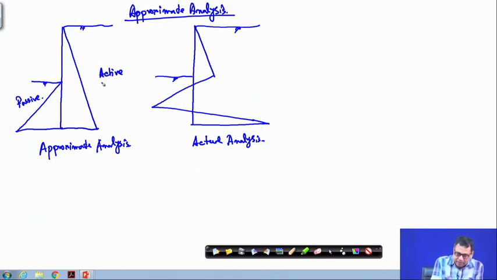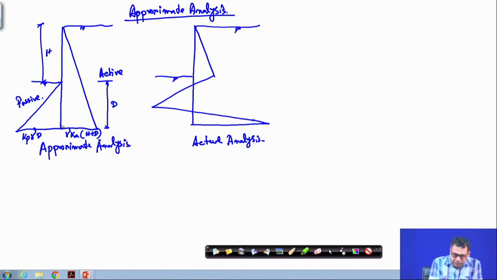But in this approximate analysis, if this is h and the total d is the depth of sheet pile, instead of the separate active and passive parts, it is considered that this total side is active and this total side is passive. Remember that this is an approximate analysis. For this part, it is passive, so it is K p gamma d, and this side is gamma K a into h plus d.